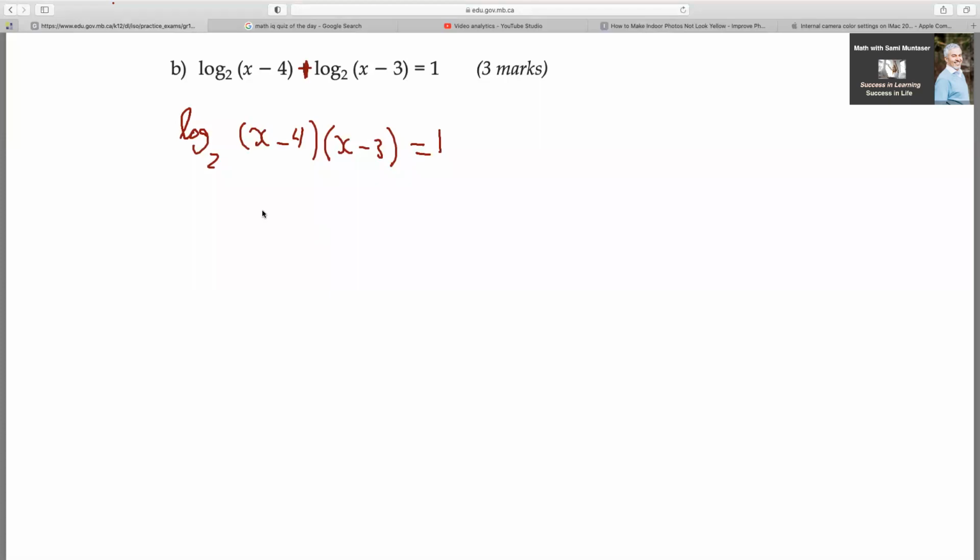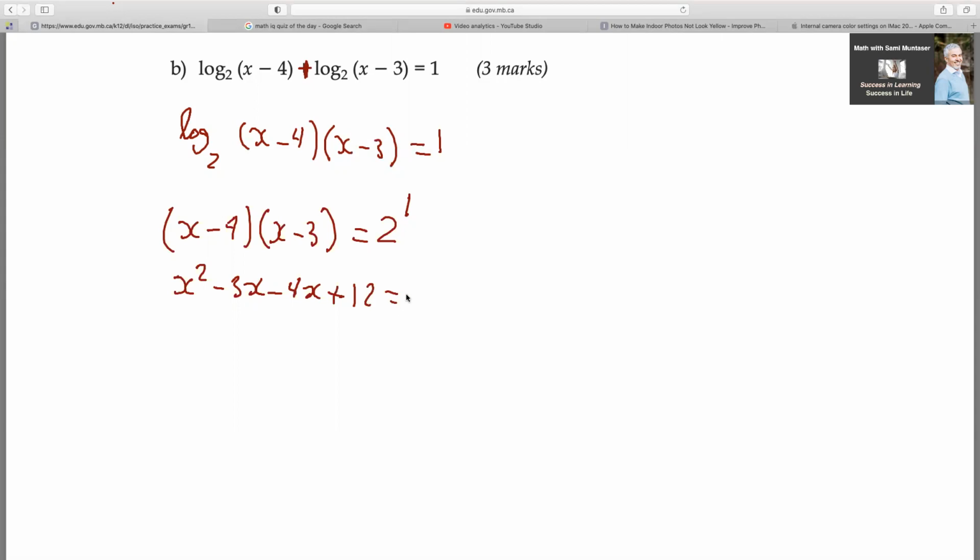Now, after this, you see this is the base here of the log. You go the base to the power of 1 equals all of this to get rid of the log. So once you do that, you're going to get (x minus 4)(x minus 3) equals 2 to the 1. So basically, you change it from a log function to an exponential function. Now FOIL this, and you're going to get x squared minus 3x minus 4x plus 12 equals 2. Move everything to one side and collect like terms at the same time.